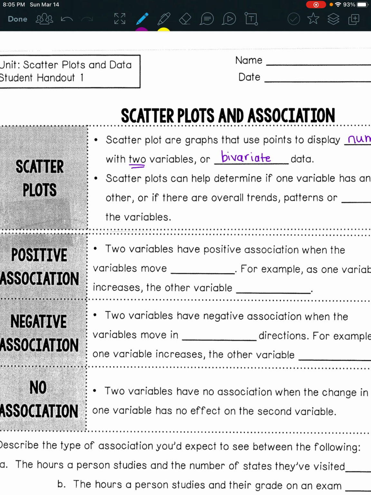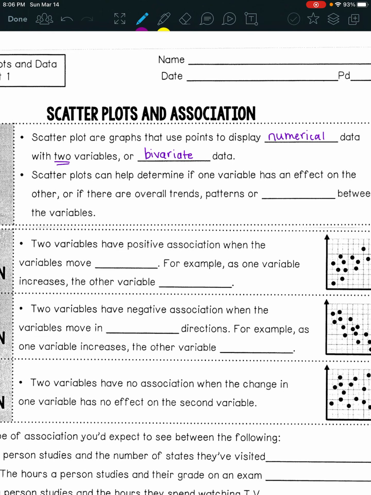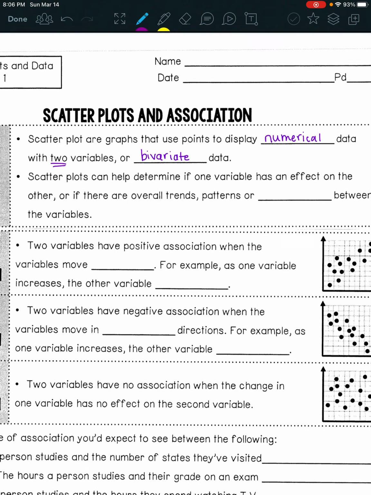So as you grow up, your height is getting bigger, and then there gets to a certain point where your height isn't going to change anymore. So that's what we would put on the scatter plot.